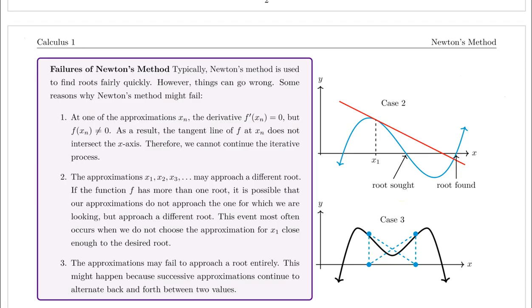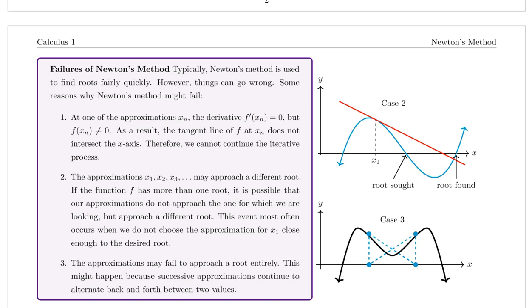So it turns out typically Newton's method is used to find roots fairly quickly. However, things can go wrong, and here are some reasons why Newton's method might fail. One, at one of the approximations x sub n, the derivative f prime of x sub n is equal to 0, but f of x sub n is not equal to 0. As a result, the tangent line of f at x sub n does not intersect the x-axis because it would give you a horizontal tangent line. Therefore, we cannot continue the iterative process.